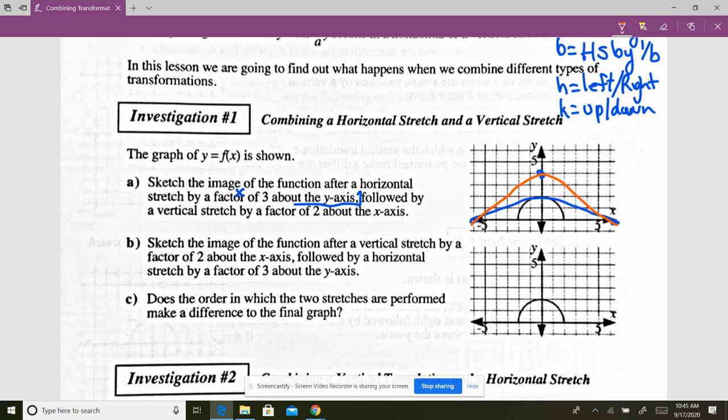Now, what if we do the same graph, but we flip the order that we're doing it in? So we do the vertical stretch first. Okay, well, vertical stretch, that moves up to 4, and I get that. And then I do the horizontal stretch by multiplying by 3. So then these x-intercepts move out to 6 and -6. Does the order matter? Did I get the same graph? You get the same graph. Okay, so the order does not matter.